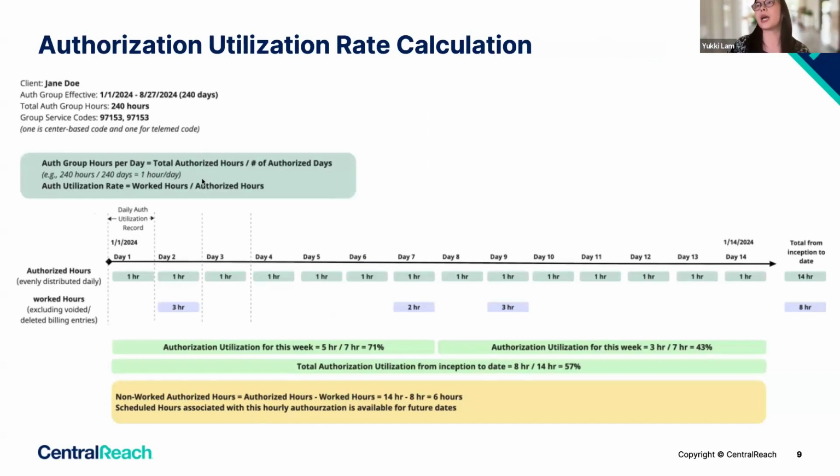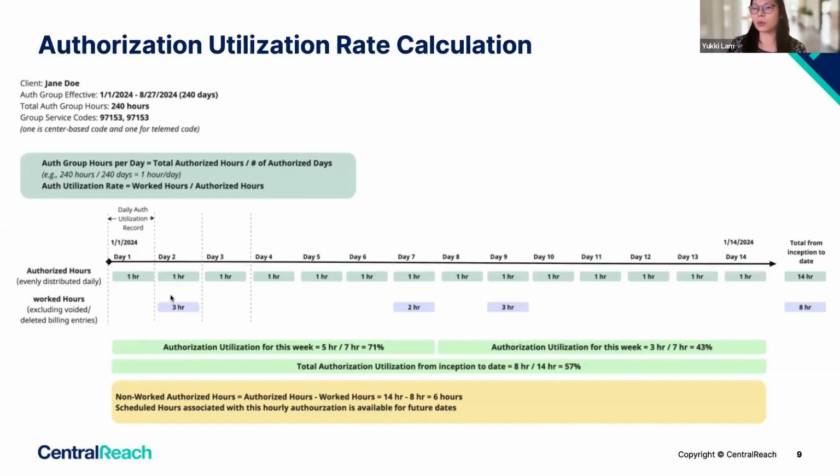Here, I have an example of an authorization that is from January to August, 240 days, just to make the math easier. So we have 240 hours. That means each day you basically have 1 hour. And we then put everything into a daily record. So in this case, we'll have 240 records, one for each day. And then we line it up and say, okay, for day 1, we have 1 hour authorized. Do we have any work hours? No. And then day 2, we have 3 hours.